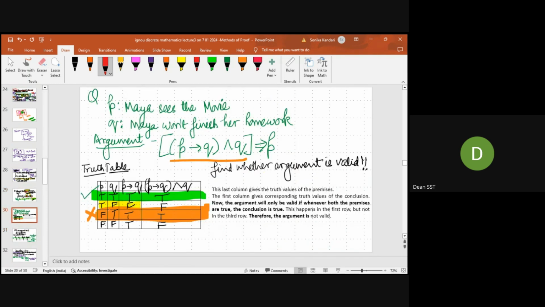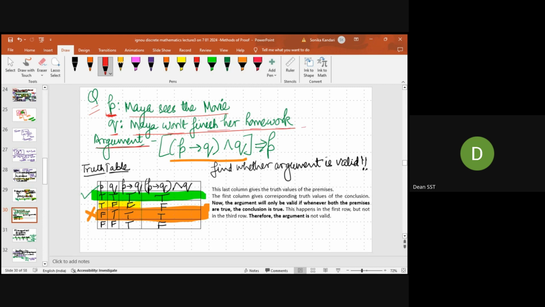Are you able to view my screen, class? Yes, ma'am. So we have one question. P is a proposition: Maya sees the movie. Then we have another one, Q: Maya won't finish her homework. P states Maya sees the movie. Q states Maya won't finish her homework.